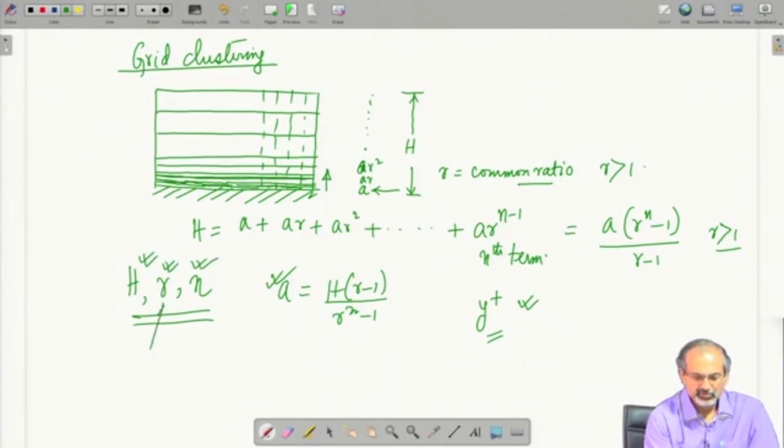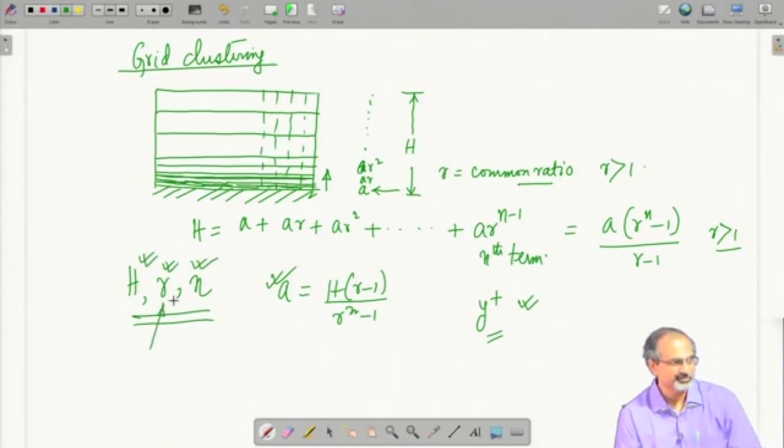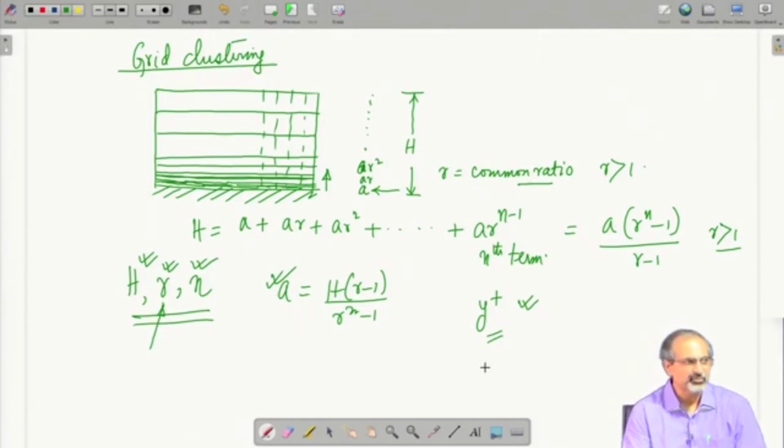Never use too large a value of R, because that creates enormous amount of stretching from one cell to the other, and that gives you highly skewed cells or high aspect ratio cells, which is not good for your solver calculations.